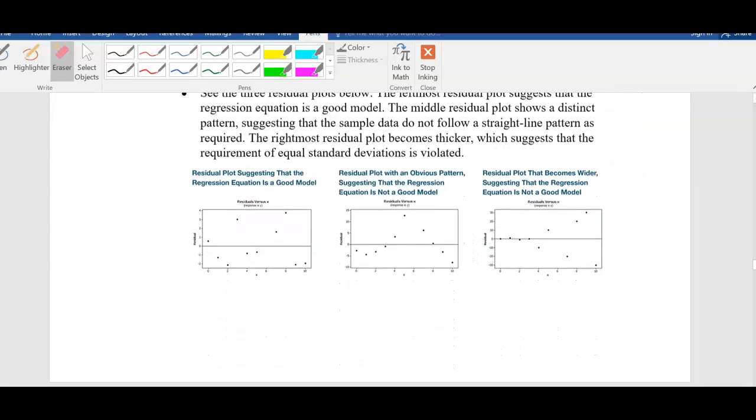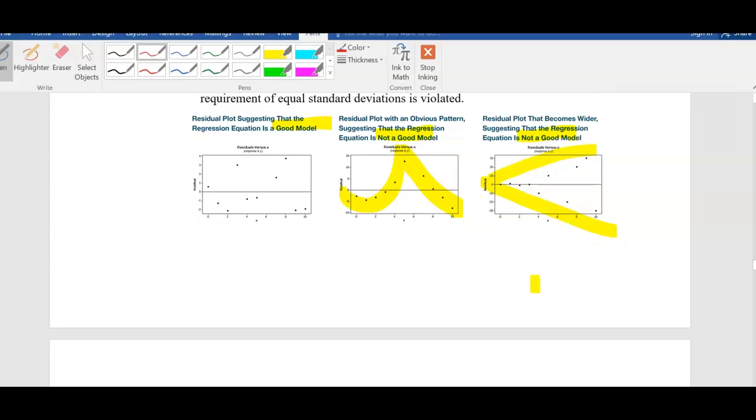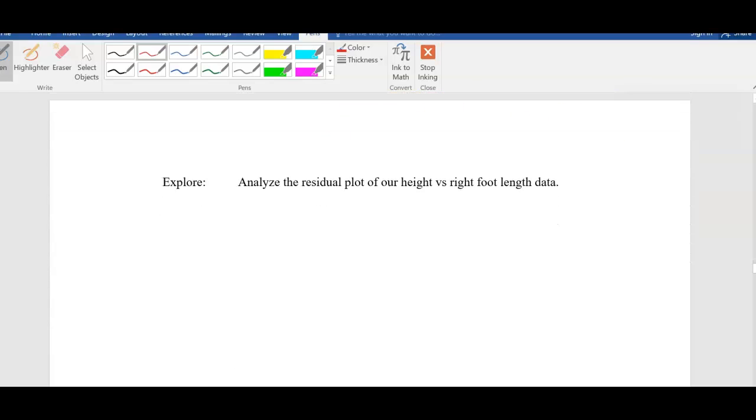Oh, here they are down here. This one here has no pattern. This one here has a pattern, if you look, you can see a pattern kind of forming. This one here gets larger, so it has a funnel. So this is bad, or not good. And this guy's good. So you kind of see what they look like. If they're not good, we cannot use our line of regression.